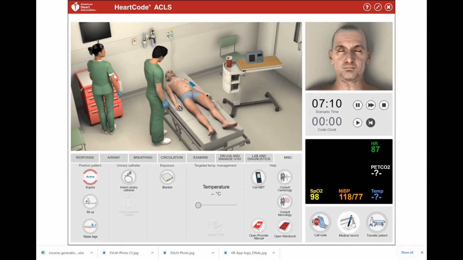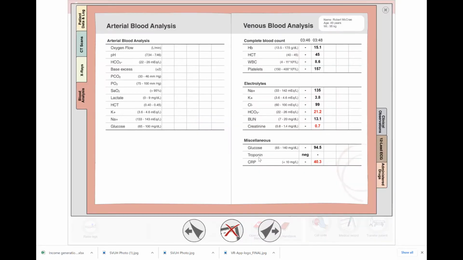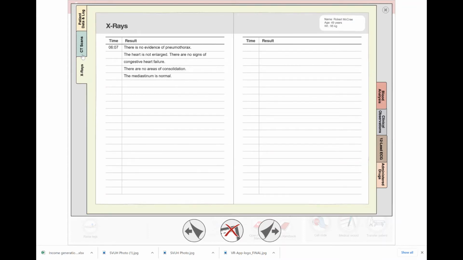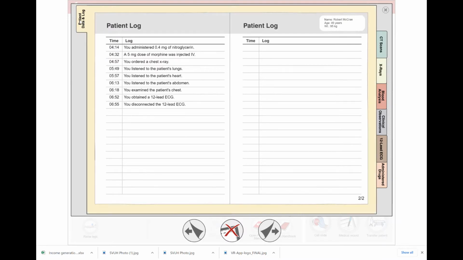Something else has come up in the medical record. Not sure what it is. CRP is up. So the troponin is negative and the CRP is up. But the chest X-ray is okay. And yeah, there's nothing really else to say about this one.